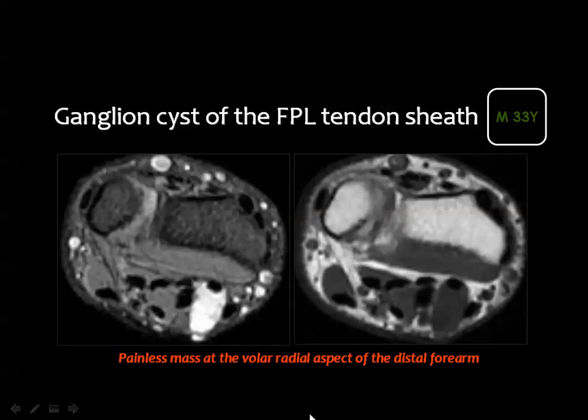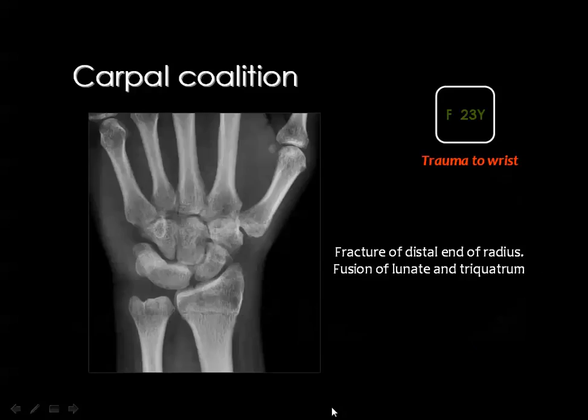Ganglion cysts are common around the wrist. This is an example, and you see a cystic lesion which is of low signal in the T1 and high signal in the T2. This is not a tenosynovitis, but a ganglion cyst which is related to the tendon. In cases of tenosynovitis, the tendon will be in the middle part of the fluid. It's not eccentric like this, but this is a ganglion related to the synovial sheath.